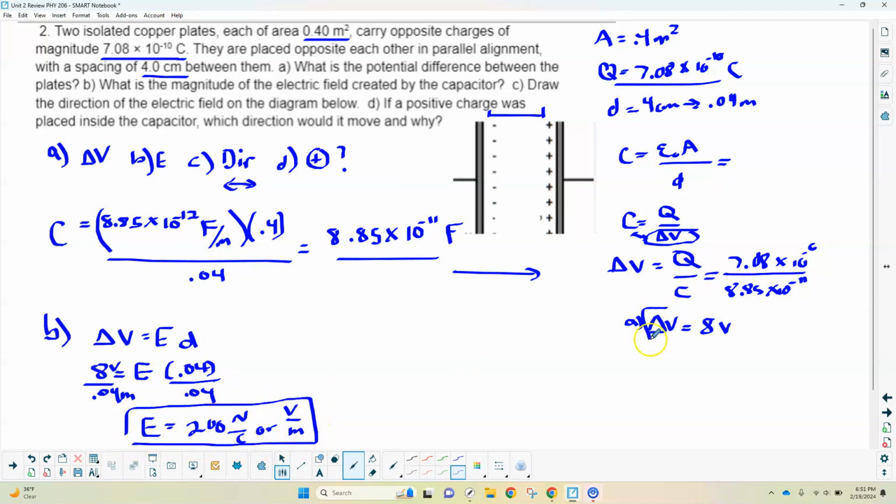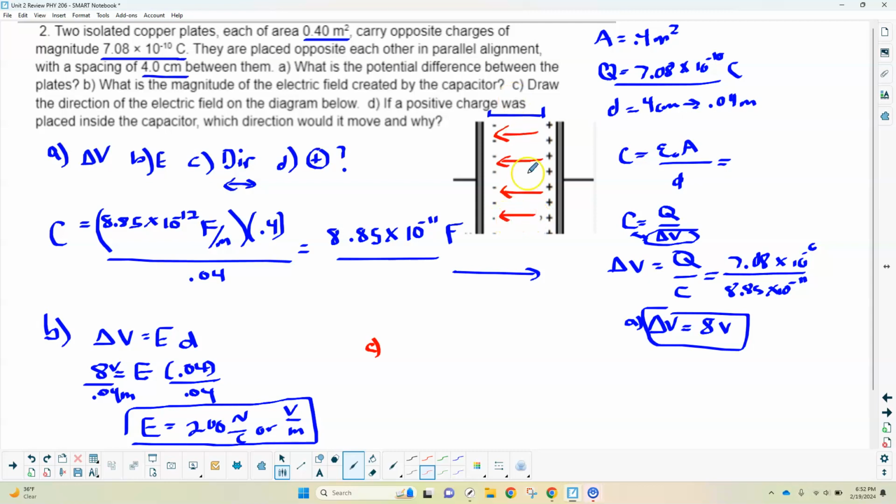So answer to part A, answer to part B. Part C and D are more conceptual ideas, so this is where we'll cover some of the ideas here. So for part C, it wants to know what is the direction of the electric field. So if you remember back to last unit, electric field lines leave positives and go towards negatives. So the red arrows going across here are the electric field lines.